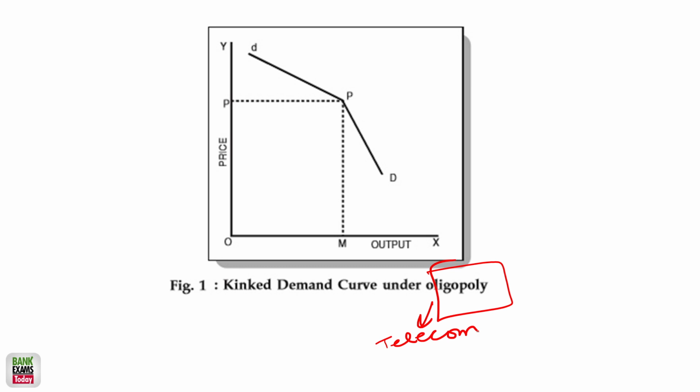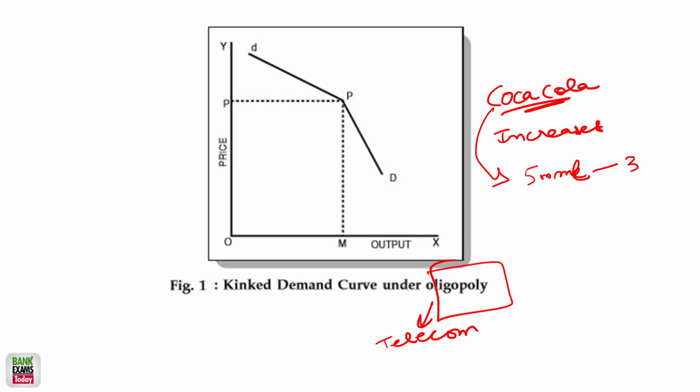So what happens when, let's say, there is a company named Coca-Cola, right? If Coca-Cola increases the price, Pepsi is not going to increase the price. Let's say Coca-Cola increased the price of its 500 ml bottle from rupees 30 to 40.